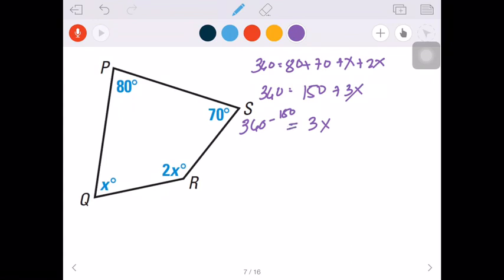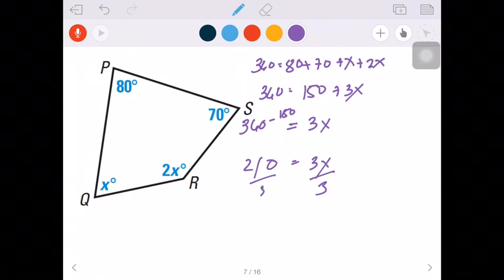So what do you have here? This is 210 equals 3x. Divide by 3 on both sides. Therefore, you have 70. But 70 is just the value of x. Here, you can write already 70 degrees. What about 2x? If you want to find 2x, that would be 2 times 70, which is 140 degrees.